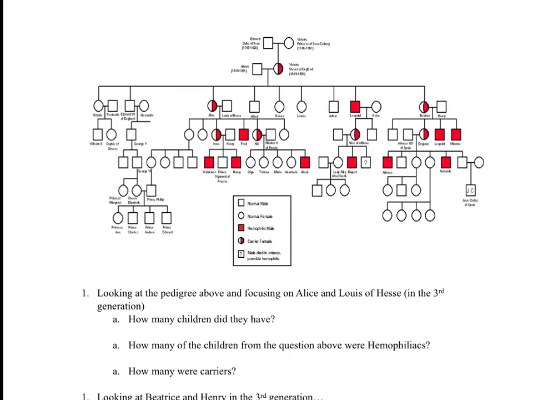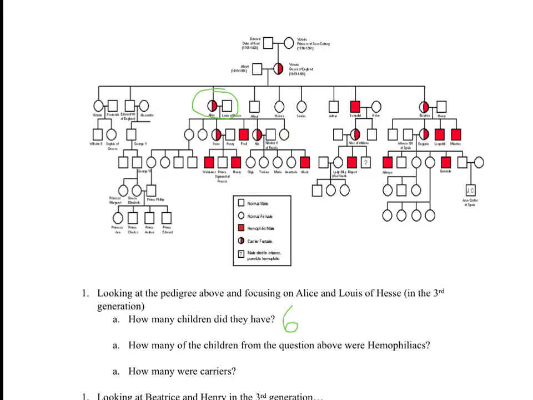Okay, let's go through the questions now. Question number 1 says, looking at the pedigree above, focusing on Alice and Louis of Hesse, that's these 2 right here. It says, how many children did they have? And you should count the children as being 1, 2, 3, 4, 5, 6. So a total of 6 children.